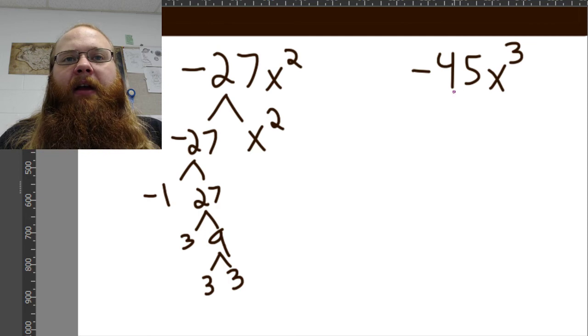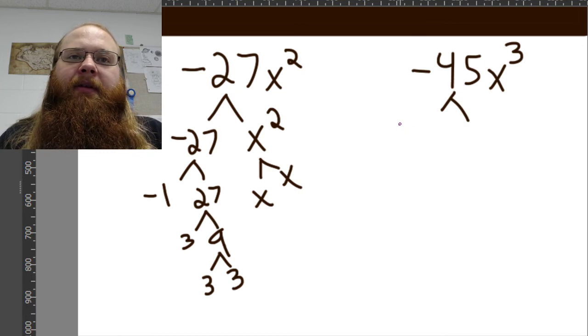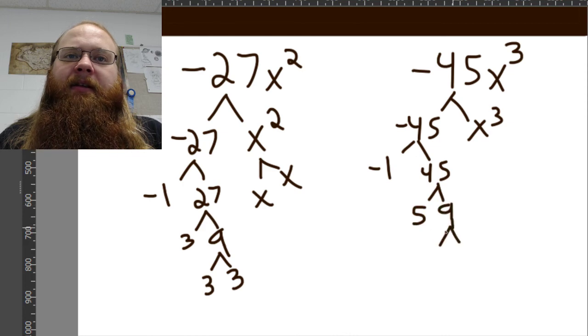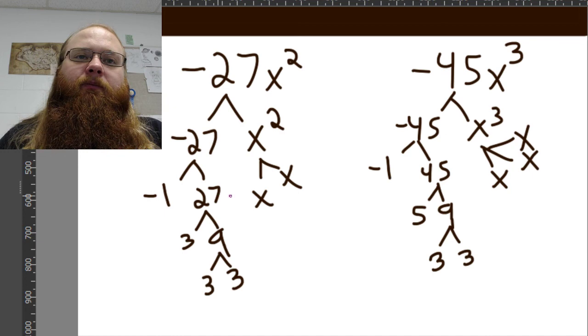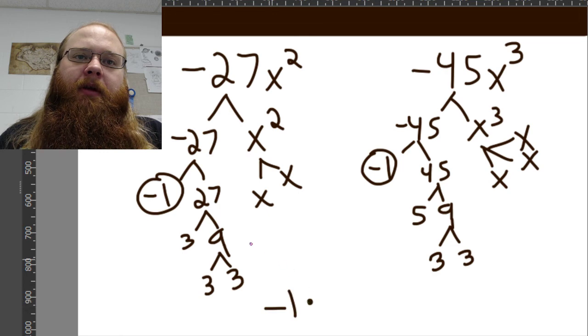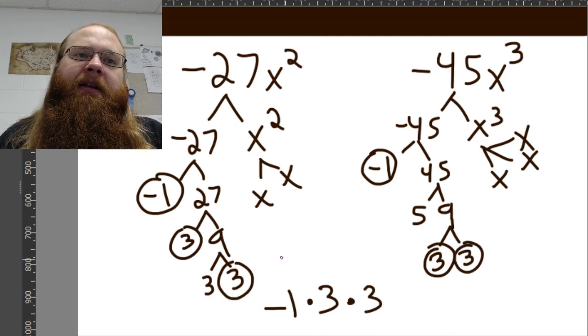Okay, so 45x cubed. Oops, I forgot about my x's. Got to factor those out. Get negative 45 and x cubed. I'm going to split this up to negative 1 and 45. This is 5 and 9, and 9 is 3 and 3. And again, I have 3 x's. So, what they have in common is a negative 1, a 3, and a 3.